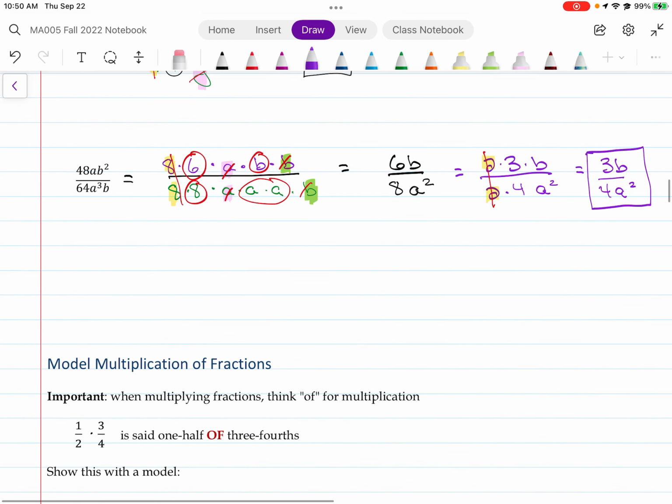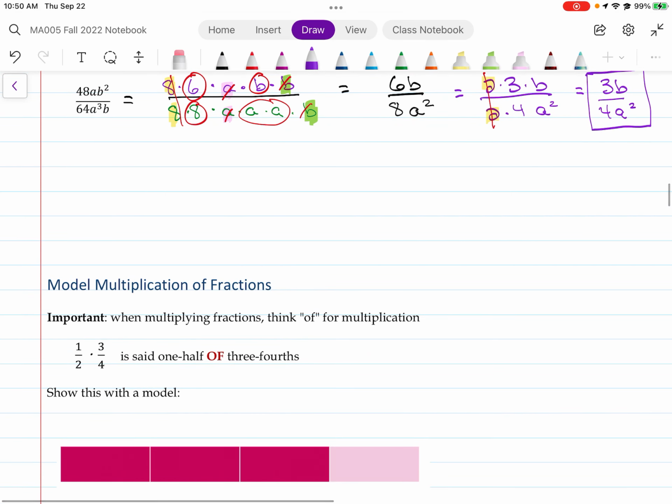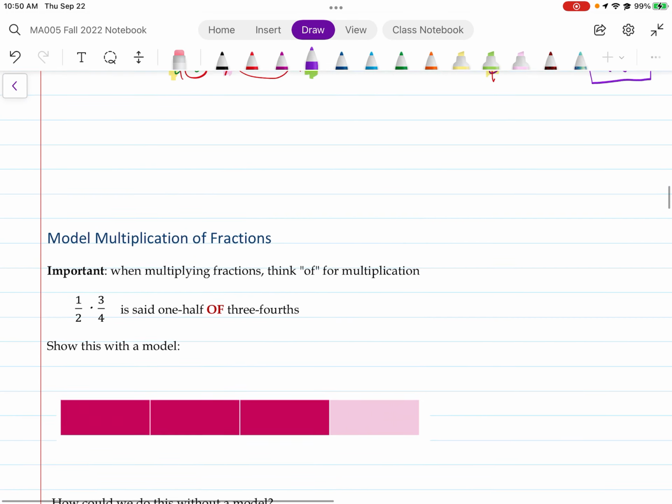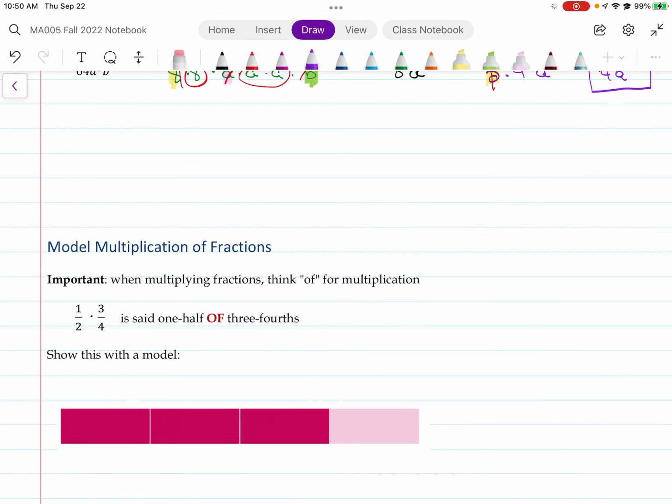Okay, so modeling multiplication of fractions. So here's something really important for you to understand. Very important. When multiplying fractions, think of "of" for multiplication. So 1/2 times 3/4 is said 1/2 of 3/4. Super important, okay? Really important to think of it that way. And then the models will make sense. And even if you said 1/2 times 50, well, it's 1/2 of 50. So that becomes easier too.